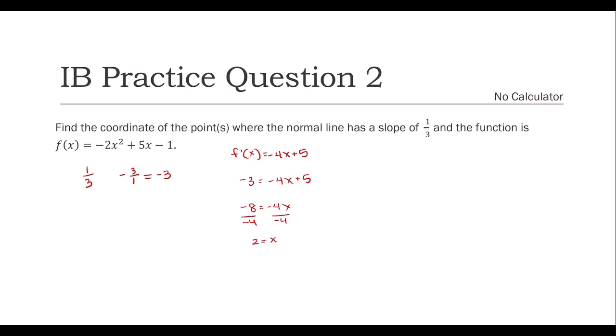So when x equals 2, the normal line has a slope of 1/3, and we need to find the coordinate, so we'll go back to our original function and plug in 2. So f of 2 equals negative 2 times 2 squared plus 5 times 2 minus 1, which equals negative 2 times 4, so negative 8 plus 5 times 2, which is 10, minus 1. So that will equal 1. So the point where our normal line has a slope of 1/3 is when x is 2 and y is 1. So this would be our coordinate.